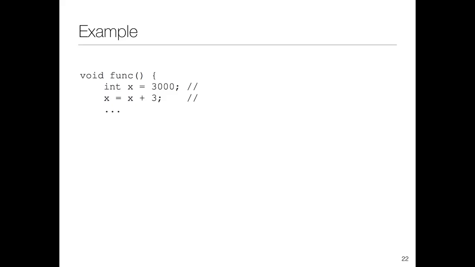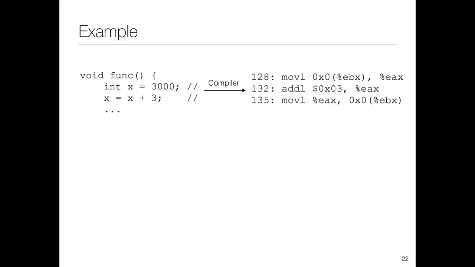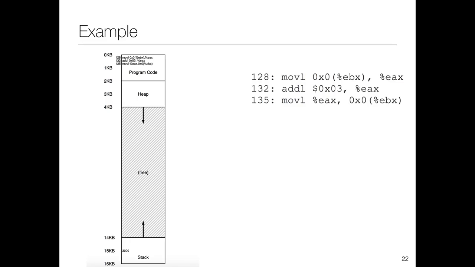Let's take another example of how memory management would happen. This is borrowed from the book, so you could have a look later. Let's say we have a simple function: void func, int x equal to 3000, x equal to x plus 3. The compiler, assembler, and linker will all execute to convert this into an executable. Let's say this is the human-readable assembly. Line 132 is incrementing the register EAX by the value of 3, which was x equals x plus 3. This is moving the content into EAX. And finally, it does the return 0, I think. Even I'm not an expert on assembly. So we look at the address space: we'll have the program code, which would be the first segment, the heap, and the stack.